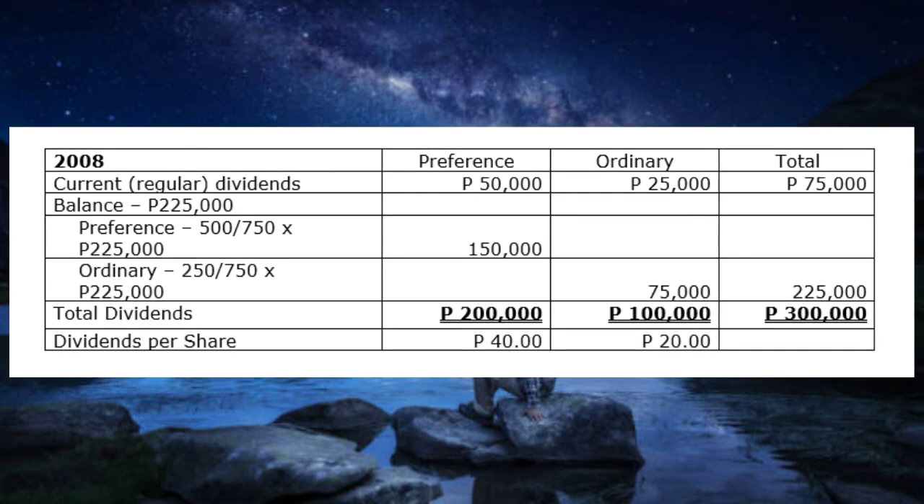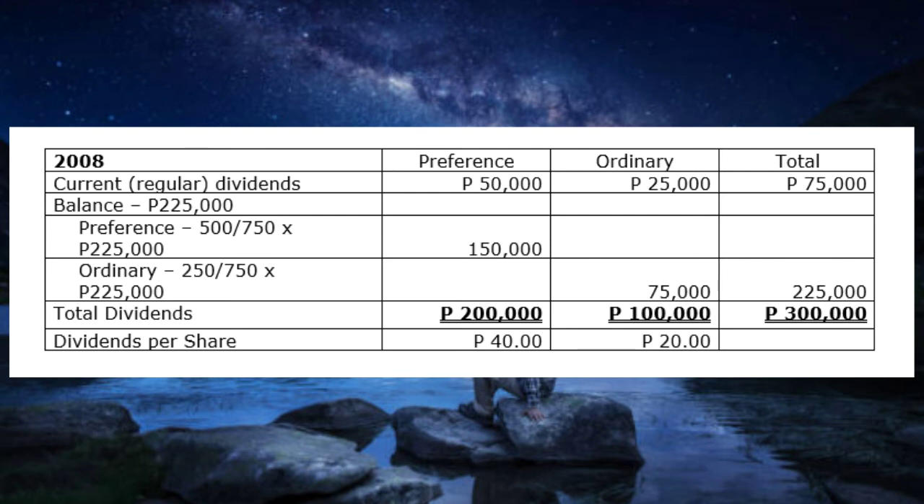2008, current or regular dividends, preference: 50,000 pesos. Ordinary: 25,000 pesos. Total of 75,000 pesos. Balance: 225,000 pesos. Preference: 500 divided by 750 times 225,000 pesos is equal to 150,000 pesos. Ordinary: 250 divided by 750 times 225,000 pesos is equal to 75,000 pesos.